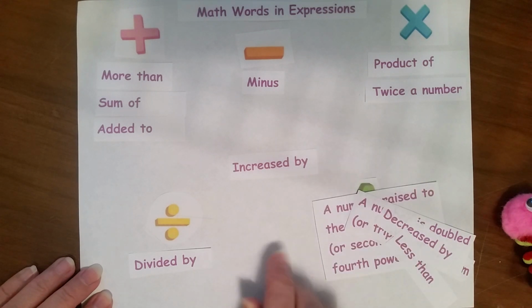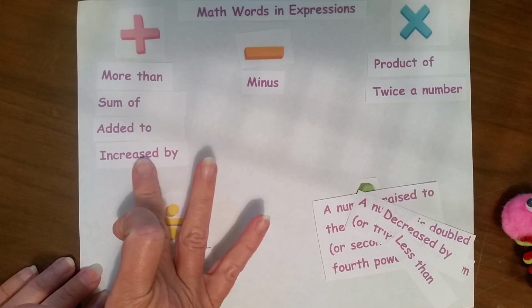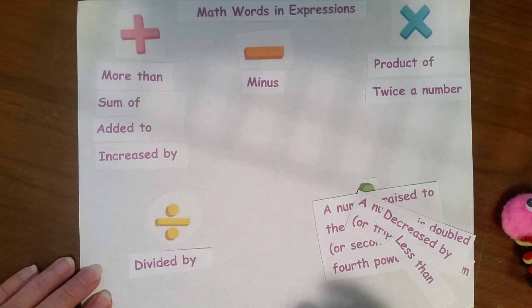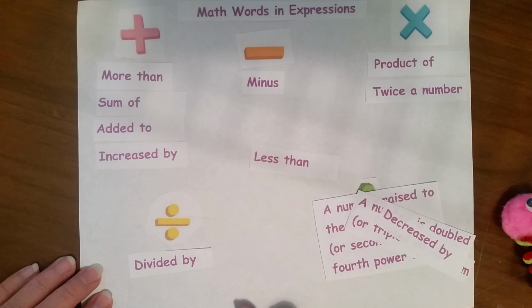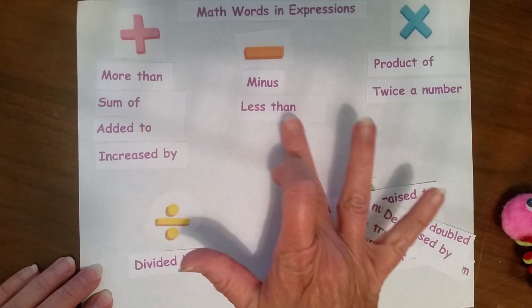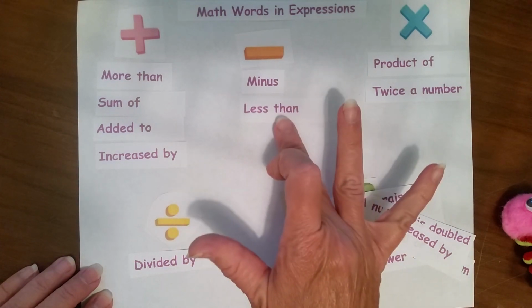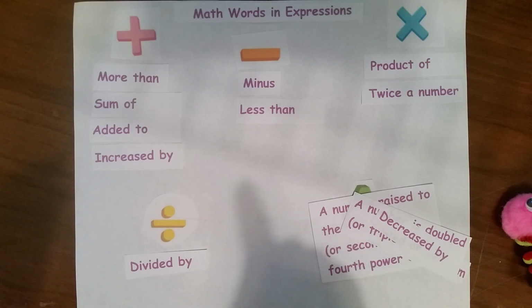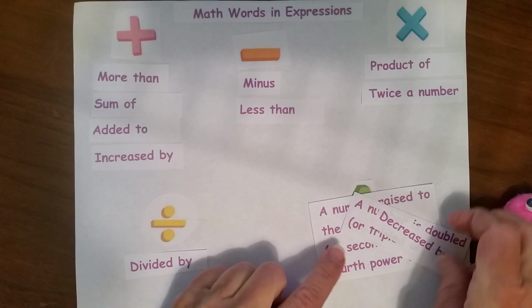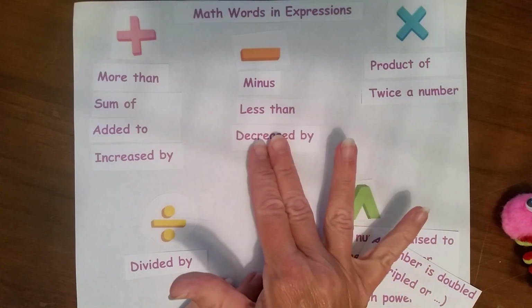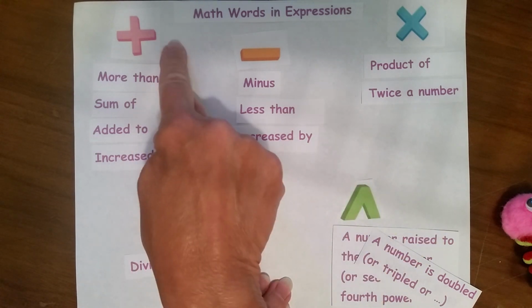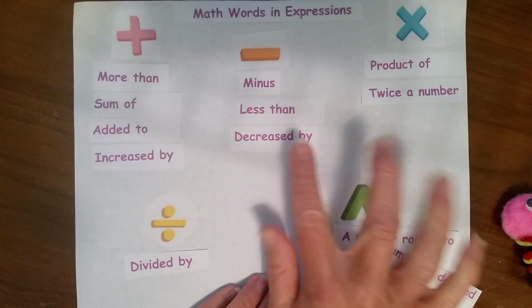Increased by, okay, that's also a plus. 4 increased by 2, well, that's 4, 5, 6. That would be 6. Okay, where should I put the less than? Okay, the less than is going to go under minus. That's right, good job. 12 less than 8 would be 8 minus 12. 12 less than a number would be a minus. Decreased by. Okay, that's also going to be in the minus. Just like increased by indicates plus, decreased by indicates minus.